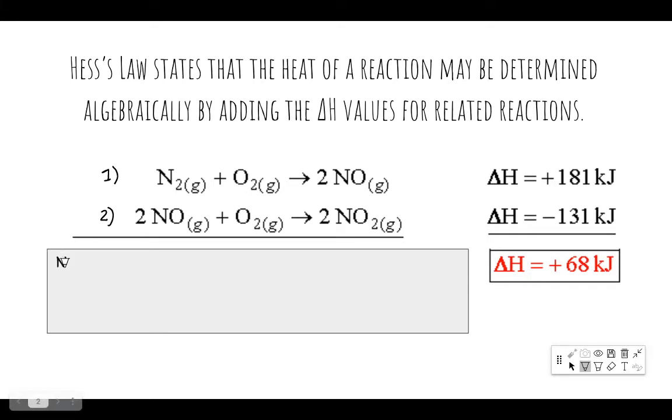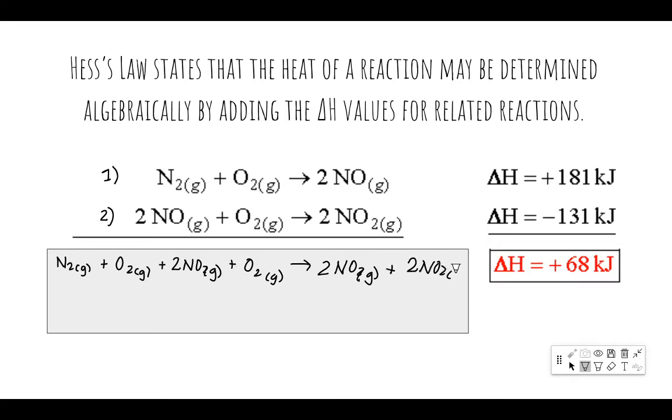So N2 gas plus O2 gas. So that's from the reactants from the first reaction. And I'm going to take the reactants from the second reaction as well. NO gas plus O2 gas gives. And I'm going to do the same thing for the products. I'm going to take the products for both reactions and I'm going to put them all on the same line. Right, so I've algebraically, or I've added these 2 reactions together.